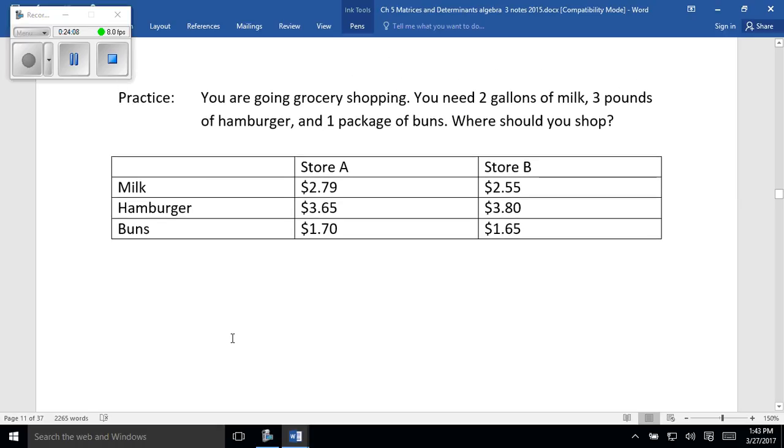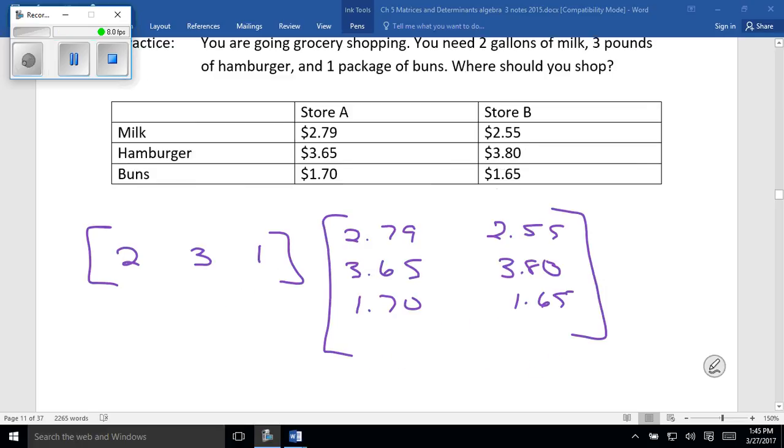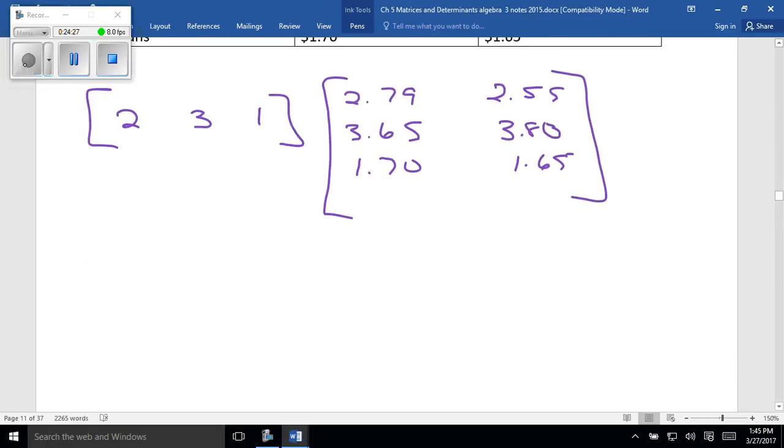Okay, 4 turns. 2 gallons of milk, 3 pounds of hamburger, 1 package of buns. We had to write that in a row so that I could multiply. If I wrote it by a column, it wouldn't work. Are we there? All right, what'd you do first? 2 times 2.79, 3 times 3.65, 1 times 1.7. Add them all together. 18.23 is first.